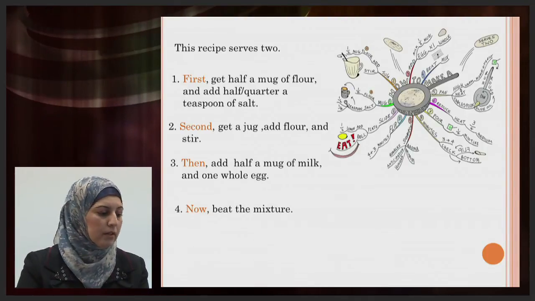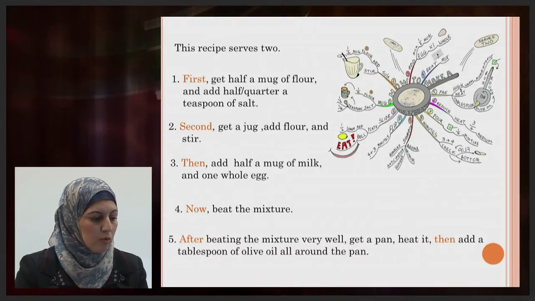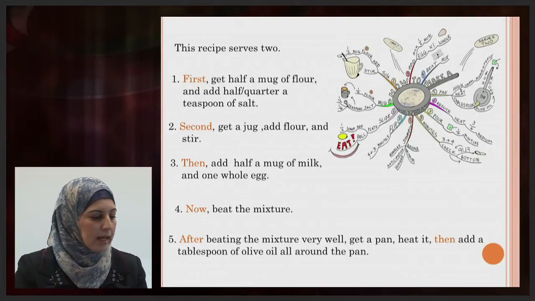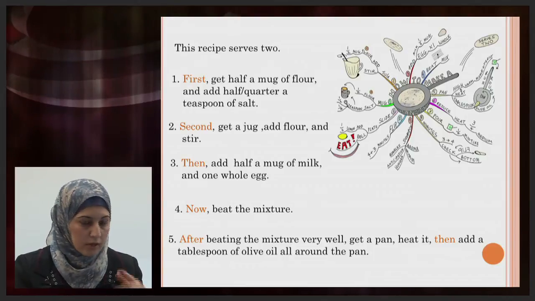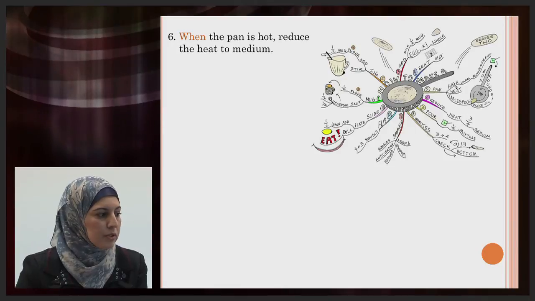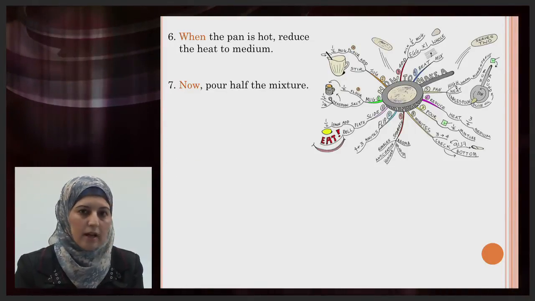Now beat the mixture. After beating the mixture very well, get a pan, heat it, then add a tablespoon of olive oil all around the pan. When the pan is hot, reduce the heat to medium. Now pour half the mixture.